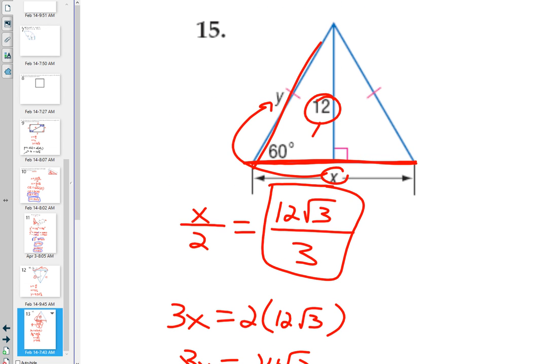Okay, fine, let's do it that way then. If this entire x ended up being 8 square root of 3, what would this little half part of it be? What's half of 8 square root of 3? 4 square root of 3. And to go from short leg to hypotenuse, you're supposed to double it, right? So what's 4 square root of 3 times 2?